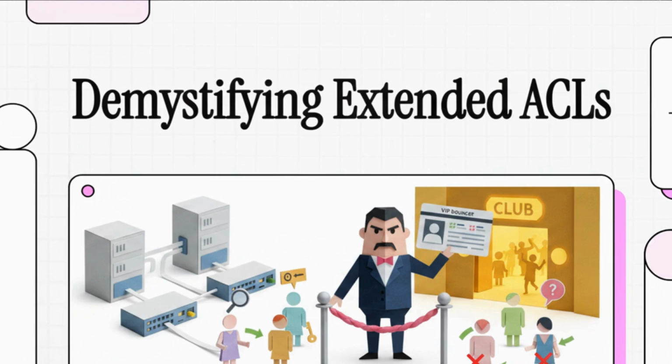I want you to think of an extended ACL as the ultimate highly trained VIP bouncer for your network's exclusive club. This bouncer doesn't just casually check if you have an ID. They check exactly who you are, who you're trying to talk to, and specifically what kind of conversation you plan on having. We are going to break down exactly how this gatekeeper works, pulling directly from our source material.